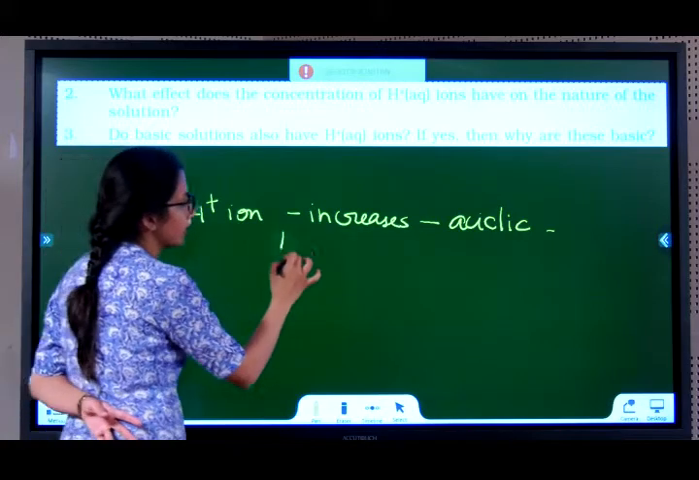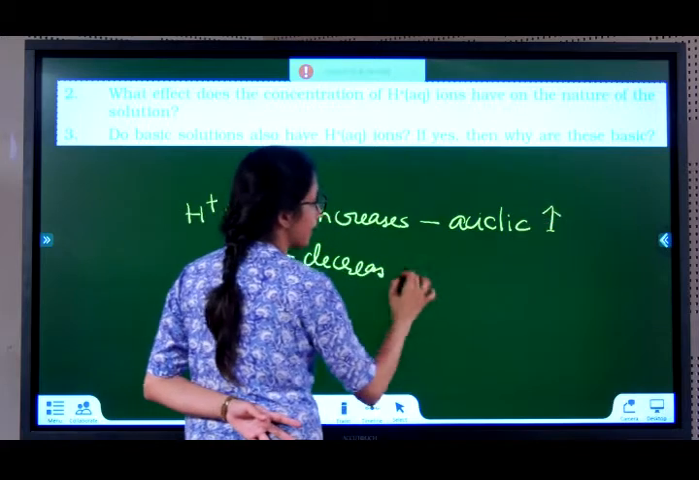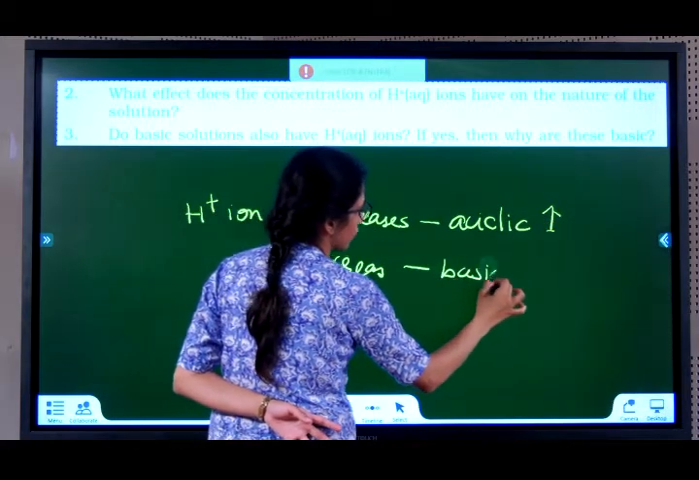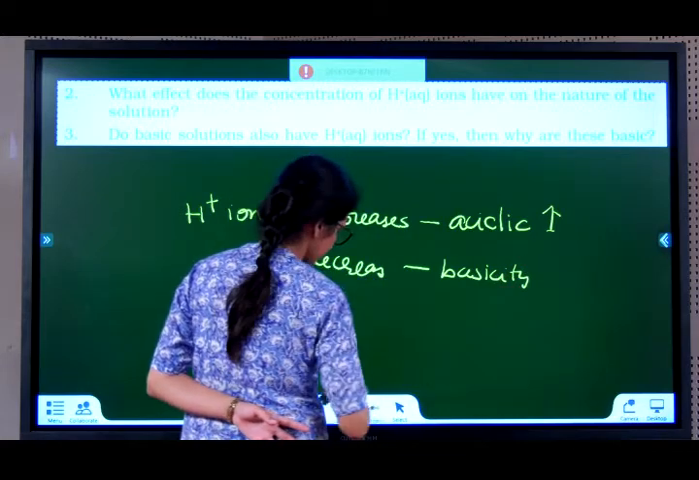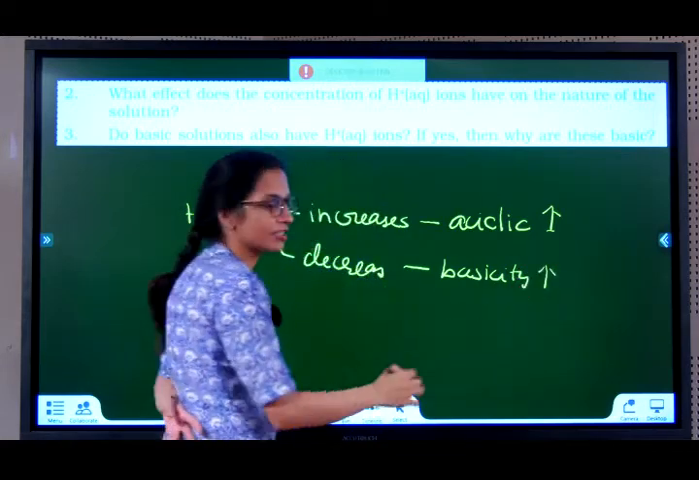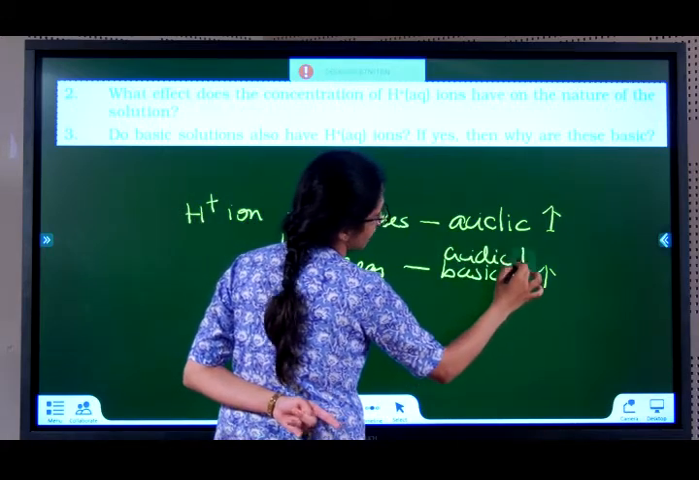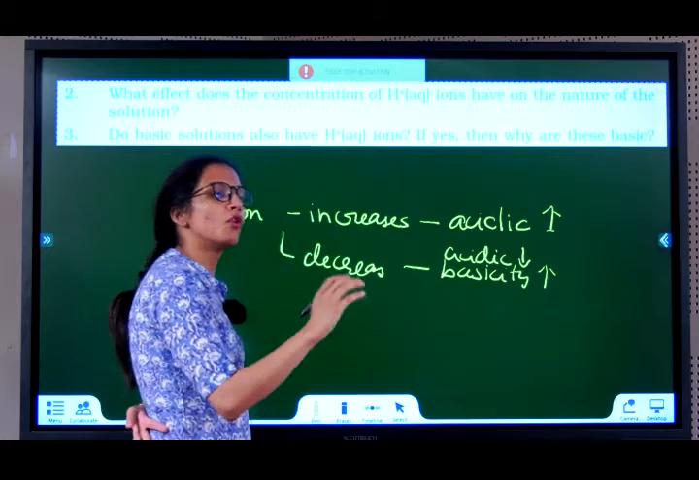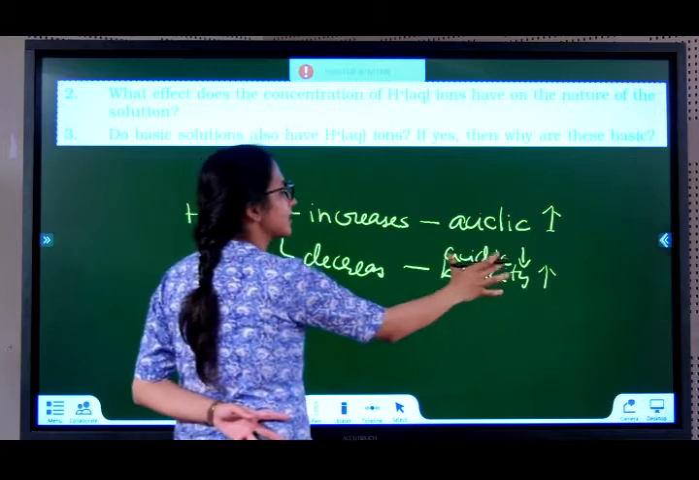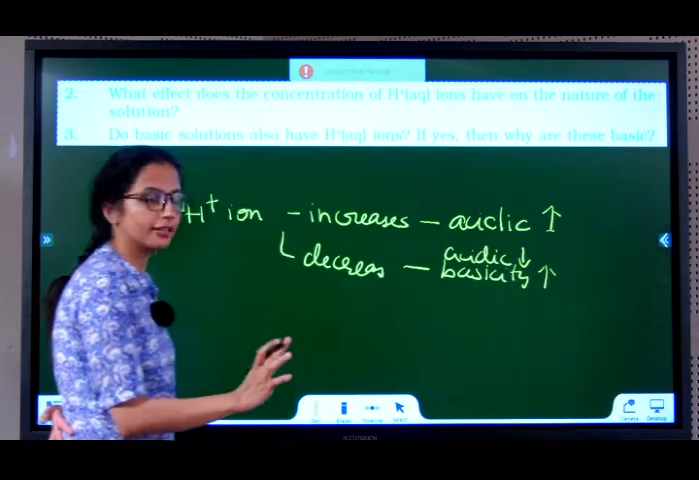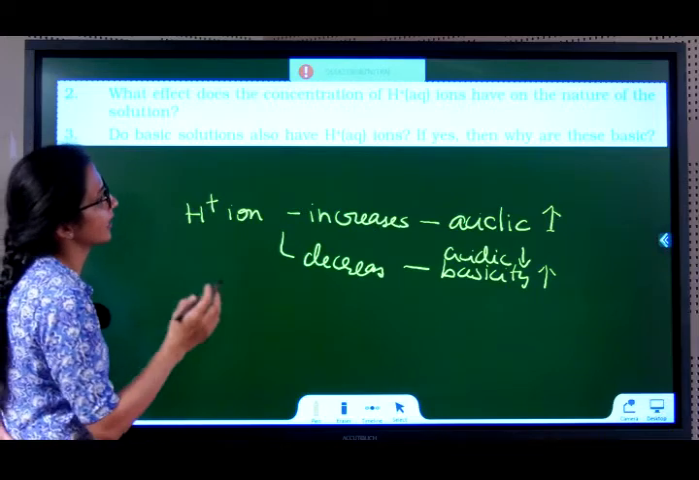If H plus ion concentration decreases, then you can say basicity increases. If basicity increases, what does it mean? Acidic nature is decreasing, right? Lesser the H plus ion concentration, lesser the acidic nature. More the H plus ion concentration, more the acidic nature. Lesser acidic nature means more basic nature. Agreed? Yes.